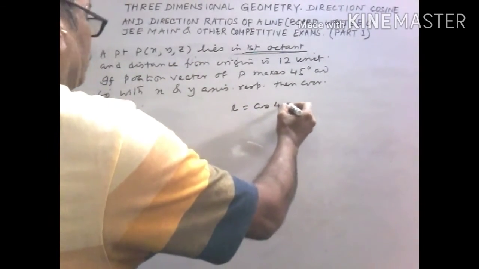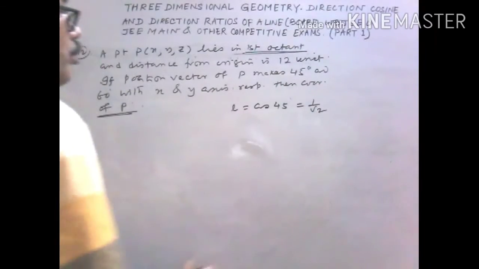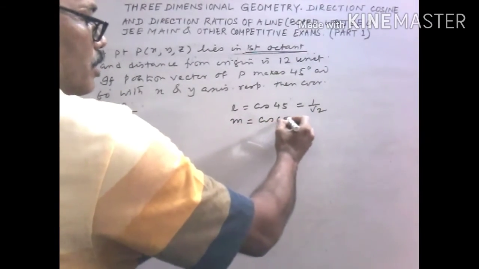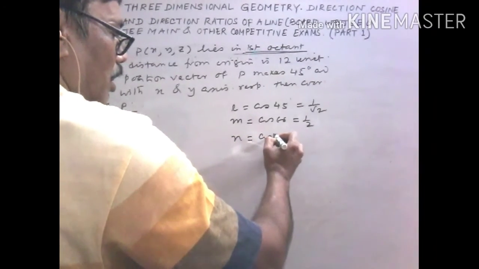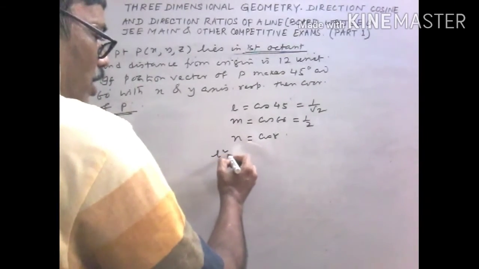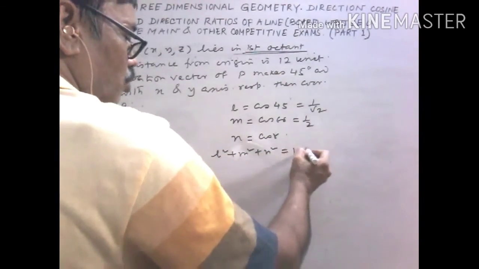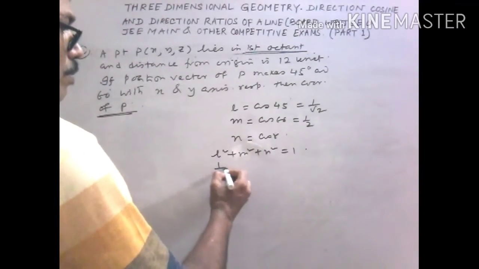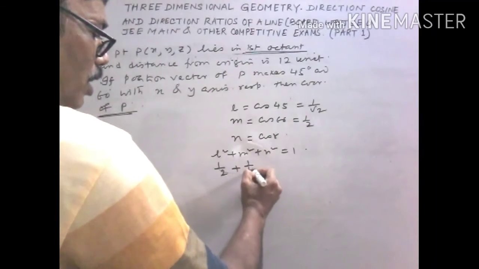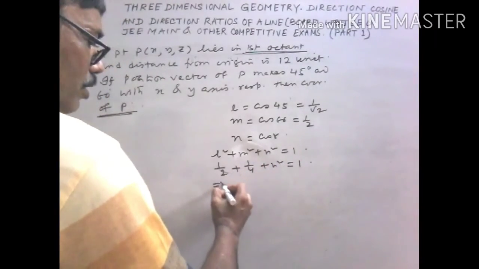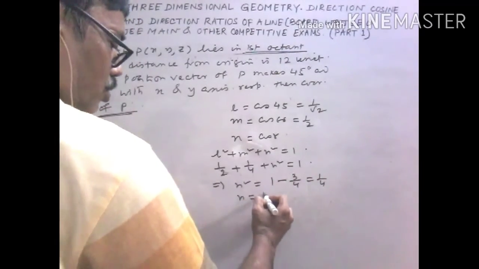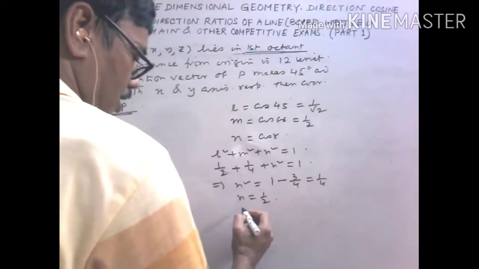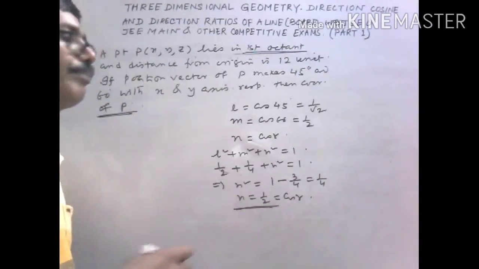What is L? L equals cos 45. So this is 1 by root 2. So M equals cos 60. This is half. N equals cos gamma. So L square plus M square plus N square equals 1. So we need N. So 1 by 2 plus 1 by 4 plus N square equals 1. So N square equals 1 minus 3 by 4. So N equals half. In the first octant it is positive. N equals half. So this is cos of gamma.